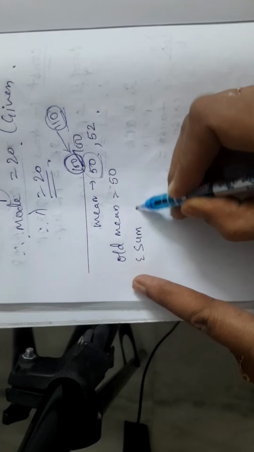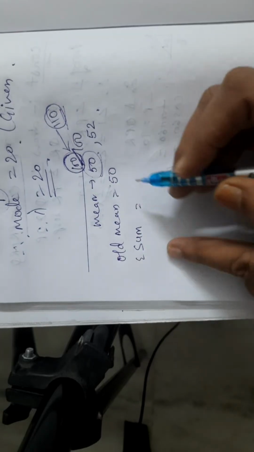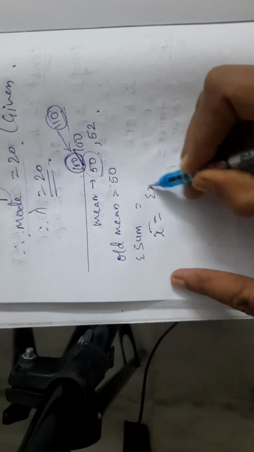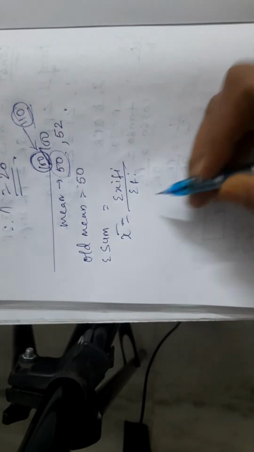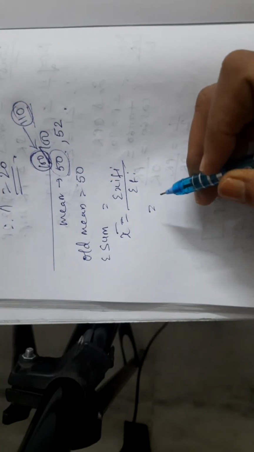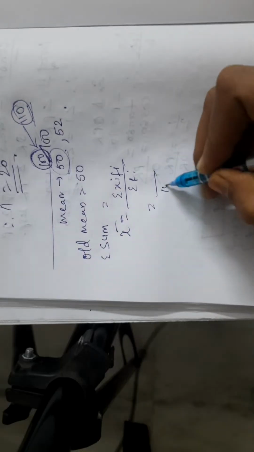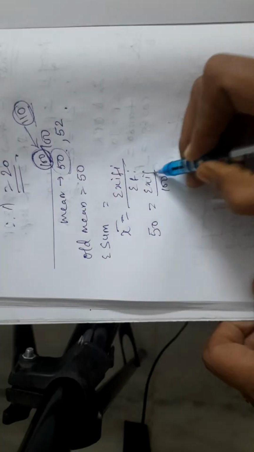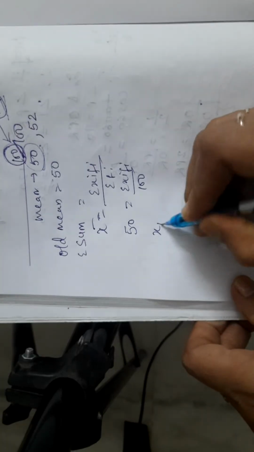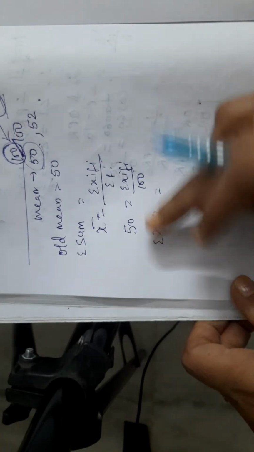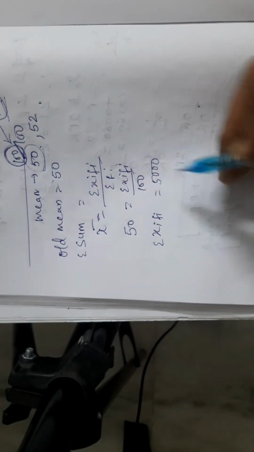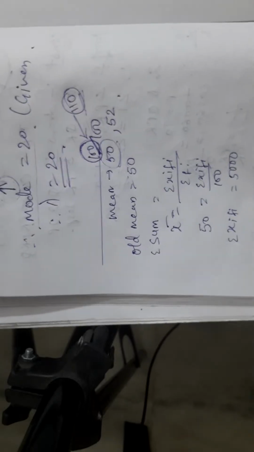And old sum, if you want to find out the sum, the formula for the mean is sum of observations upon number of observations. A total of 100 observations are there. So the mean is 50. We can calculate what the sum is here. So the sum is the mean times the number of observations. Thus it is 5000.